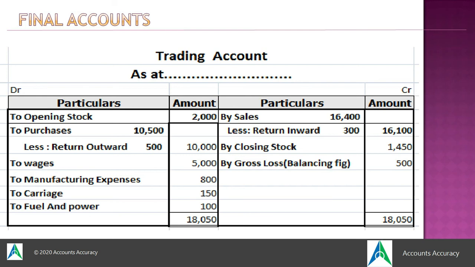So first of all we are going to do the totaling of the trading account. Here we will do the totaling of debit side and credit side. So we find that our debit side total is 18,050 rupees, whereas the credit side total is just 500 less than 18,050. So this 500 will become the balancing figure and it will be written as by gross loss, and at the credit side the balancing figure will become our loss.